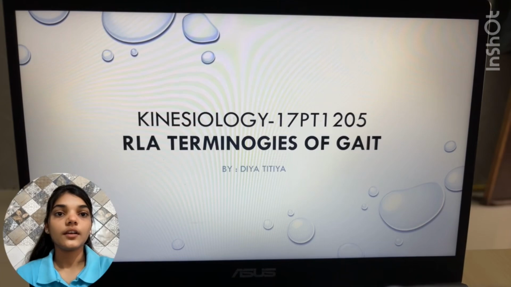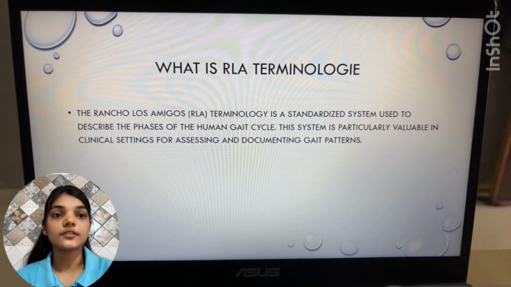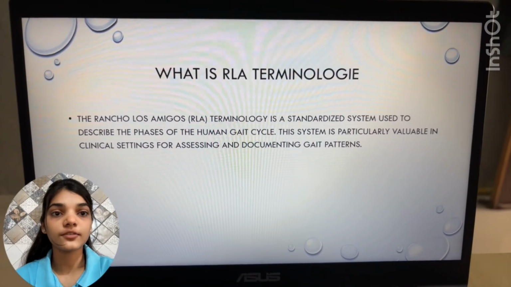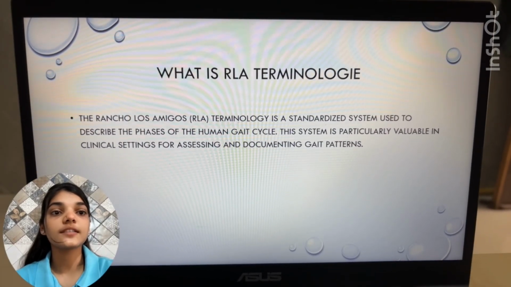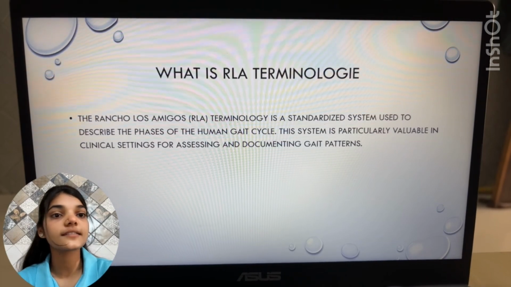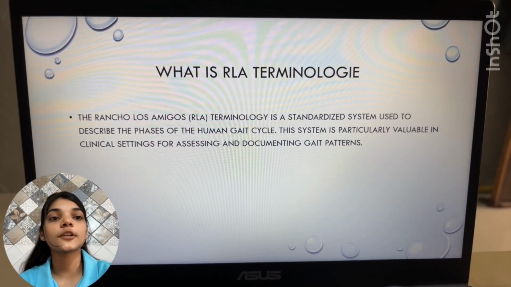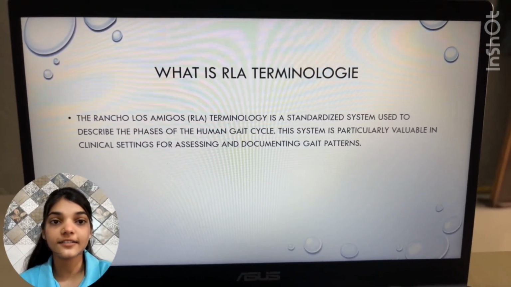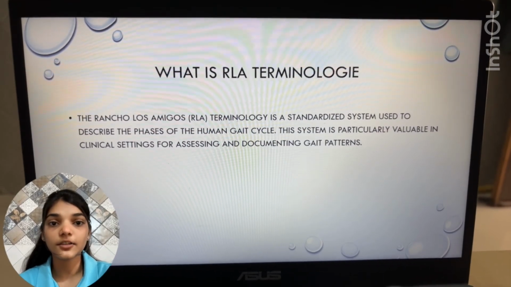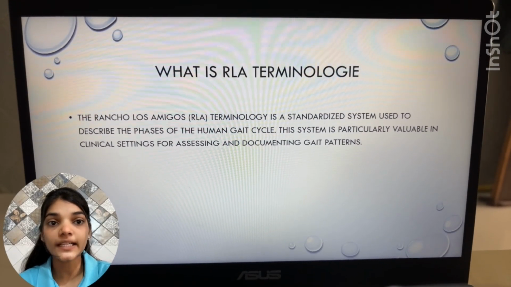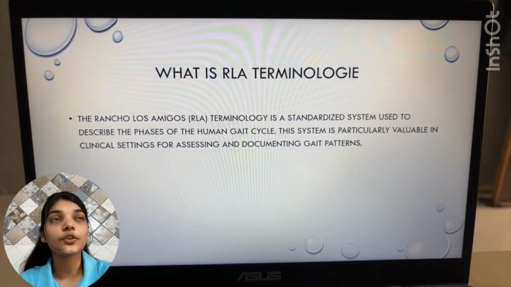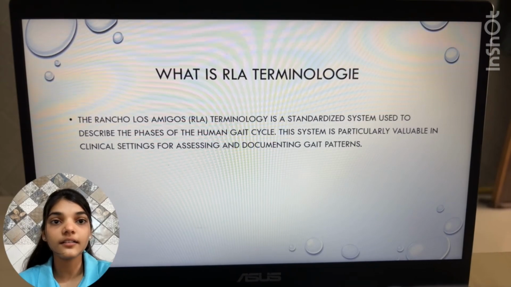First of all, what is RLA terminology? The RLA full form is Rancho Los Amigos. RLA terminology is a standard system used to describe the phases of the human gait cycle. This system is particularly valuable in clinical settings for assessing and documenting the gait pattern.